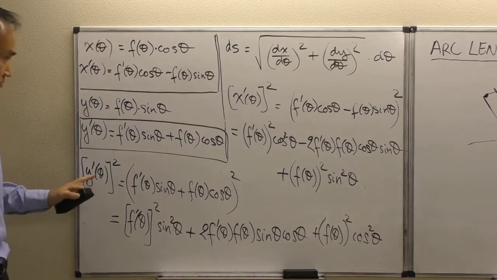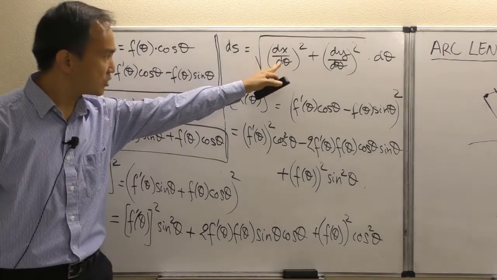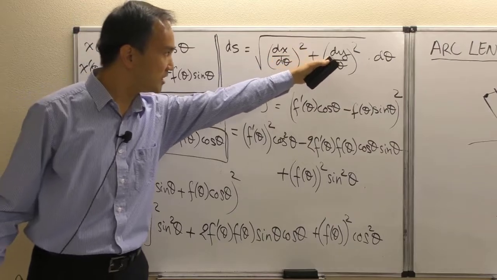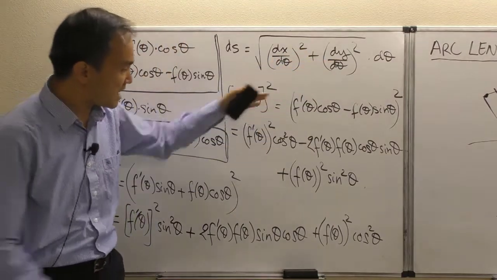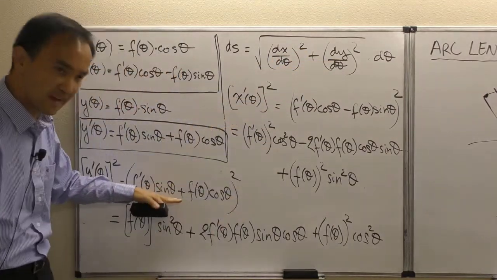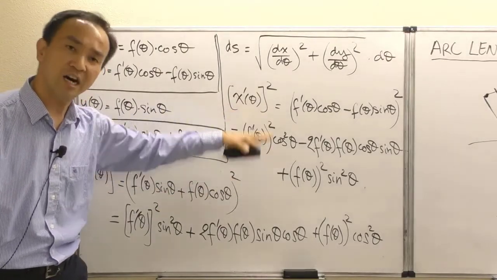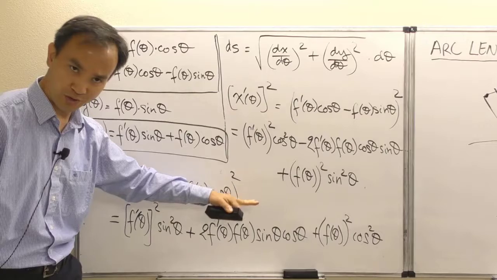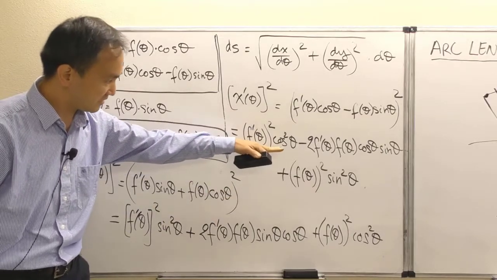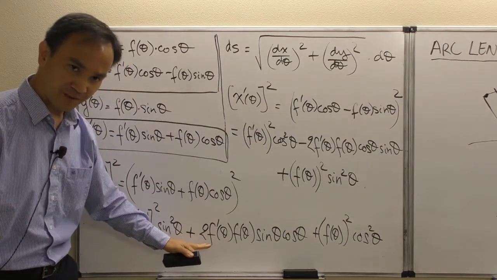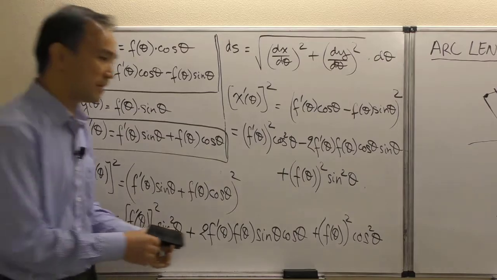So now, in this expression, dx d theta squared plus dy d theta squared means I'm going to add this expression and that other expression. I highly recommend you take your time doing this together with me. We're just simply going to add that expression with this expression. Okay, so now I'm going to need my other board.